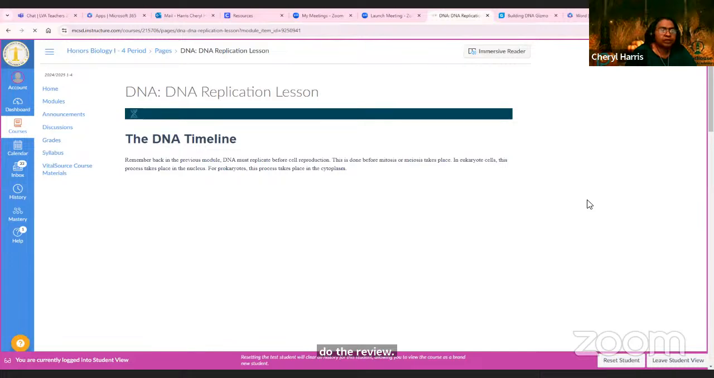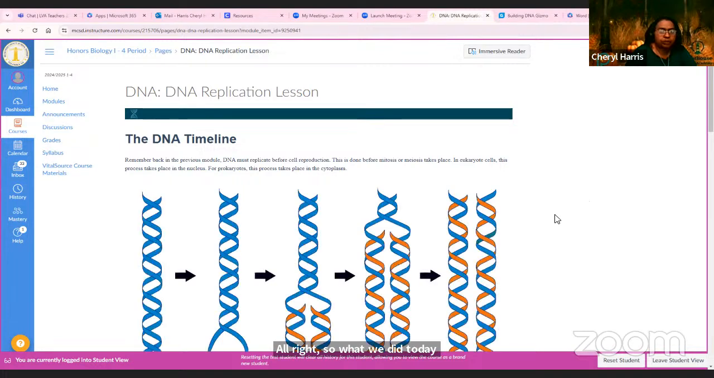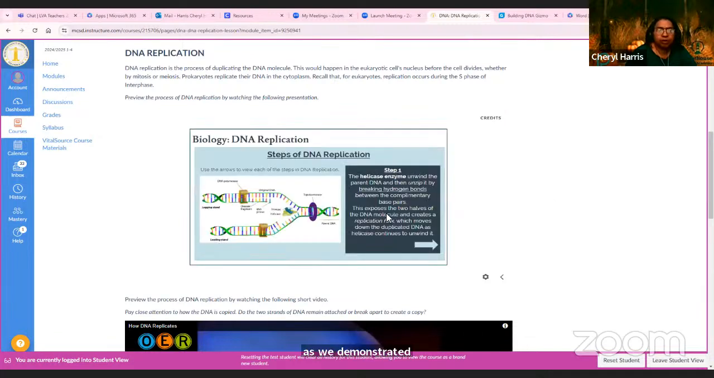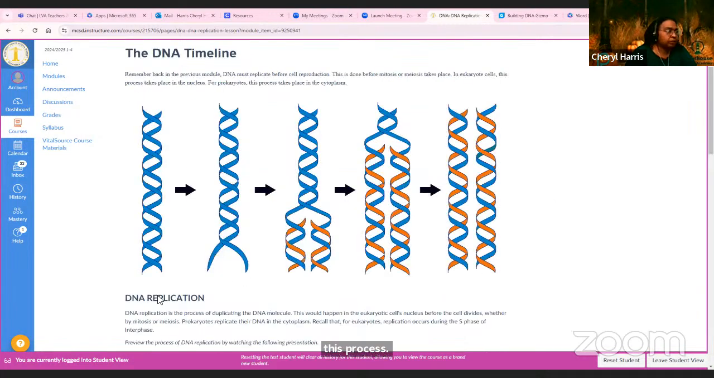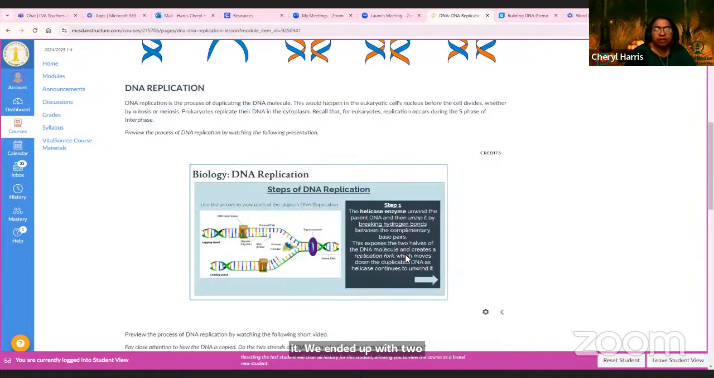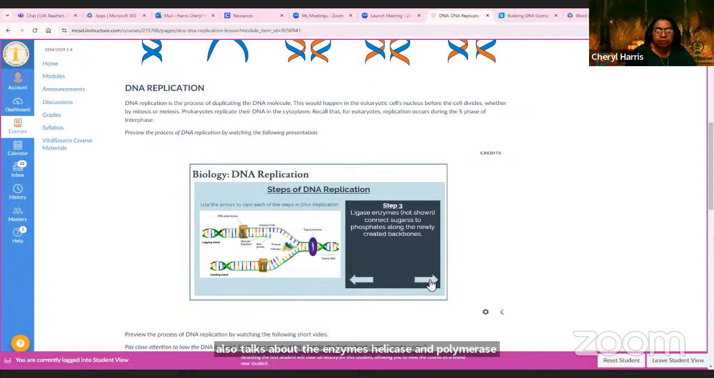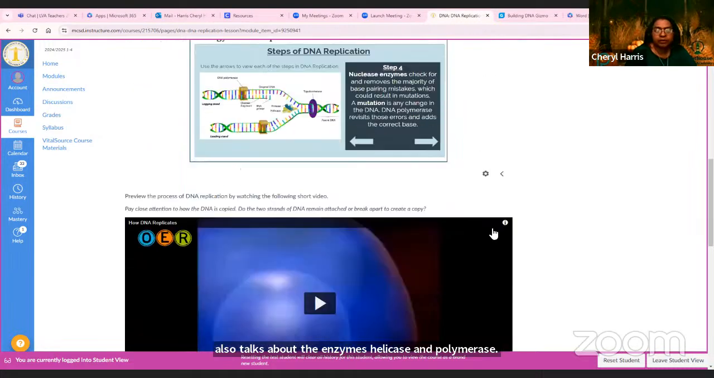All right, so what we did today in this activity is we demonstrated this process. We went from a double-stranded DNA, we replicated it, and we ended up with two double-stranded DNAs. So go through this process. This also talks about the enzymes helicase and polymerase, and they give you an extra one there.